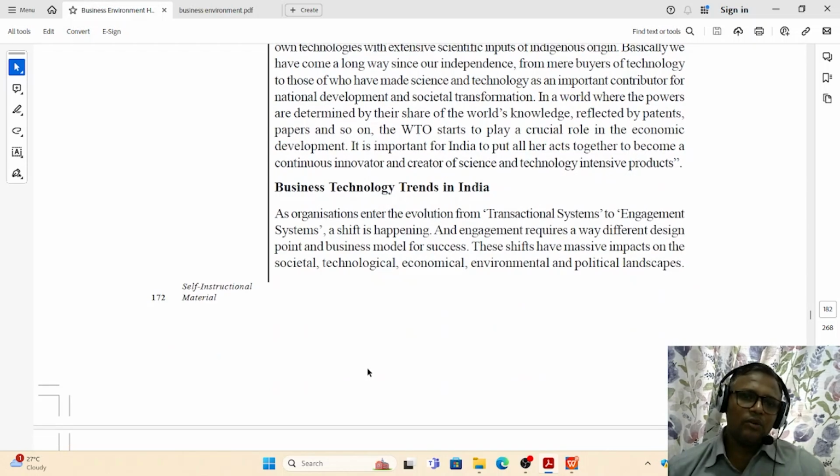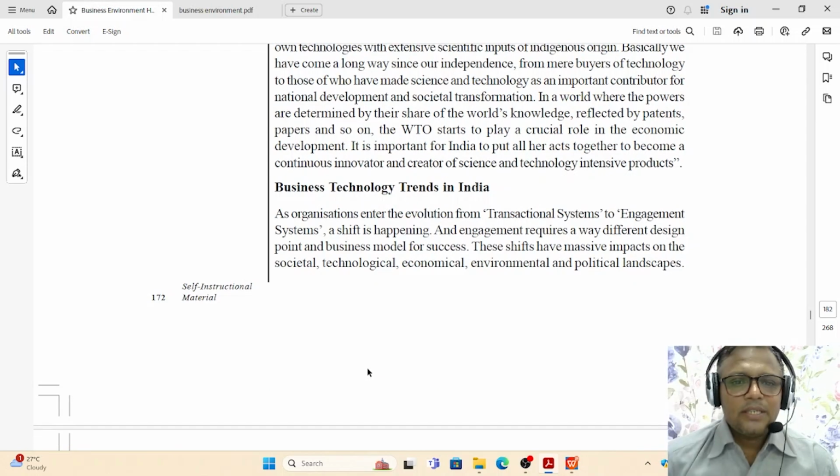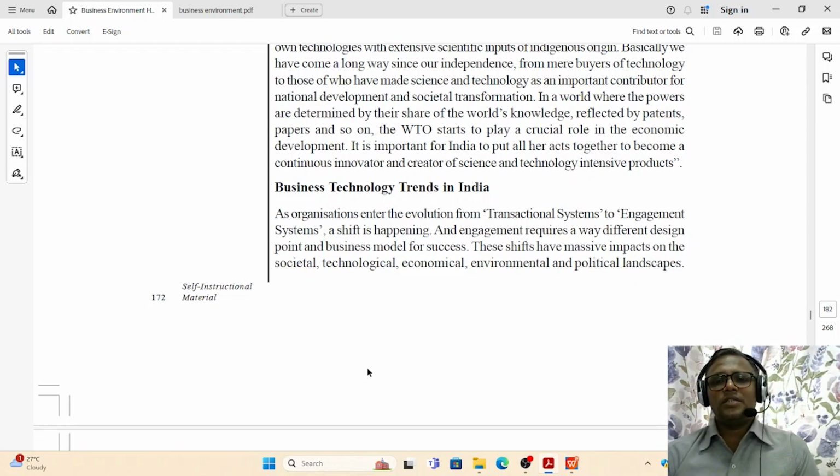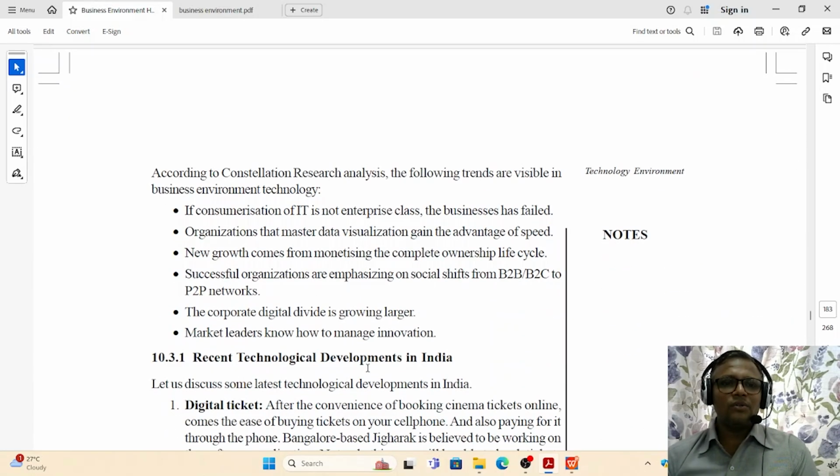Now, the business technology trends in India: as organizations enter the evolution from the transactional system to the engagement system, a shift is happening, and engagement requires very different designs, points, and business models for success. These shifts have massive impact on the societal, technological, economical, environmental, and political landscapes. According to Constellation Research analysis, the following trends are visible in the business environment technology.